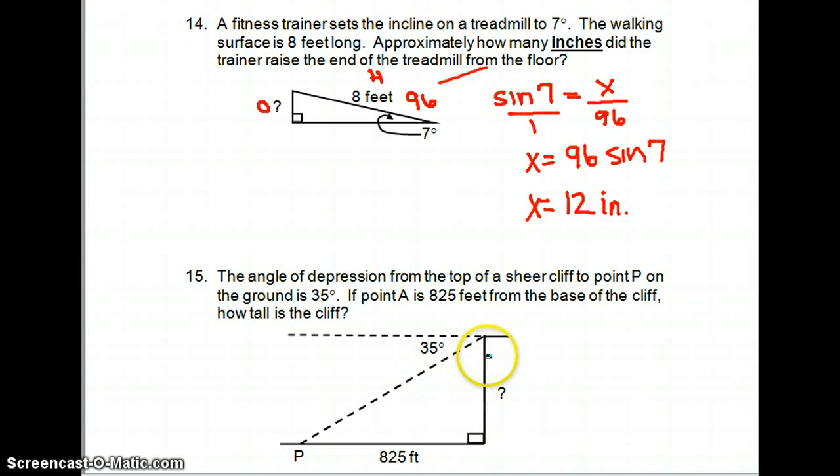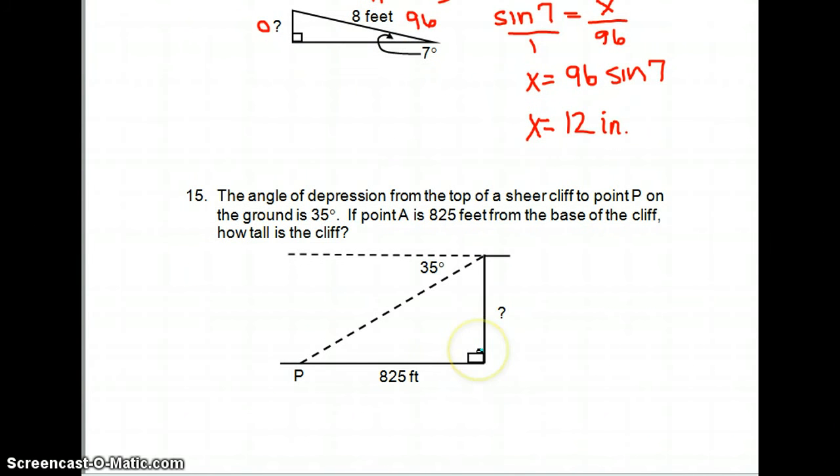Number 15. The angle of depression from the top of a sheer cliff to point P on the ground is 35 degrees. If point A is 825 feet from the base of the cliff, how tall is the cliff? Okay, well, we know that the angle of depression is here, so we're going to move that down here inside the triangle where we can use it. 825 is next to that, so we're going to make that adjacent. This is on the other side, so that's opposite.